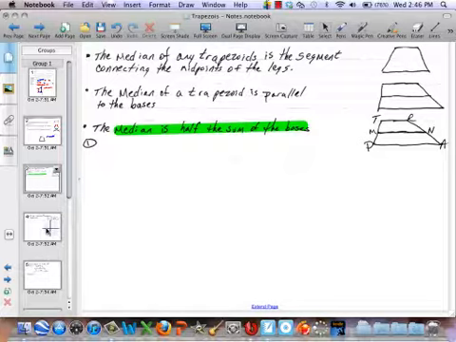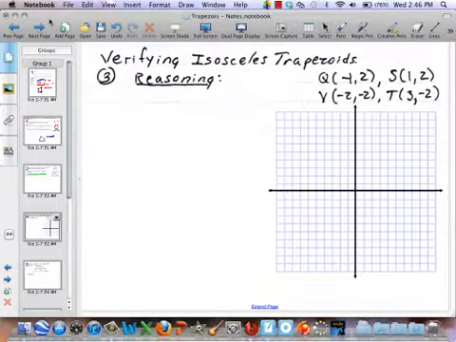Just like in a rectangle, we said the only way to show that something's a rectangle is to show that the diagonals are congruent. It works the same way with trapezoids. If you want to show that a trapezoid is isosceles, you must show that the diagonals are congruent. So let's do that.